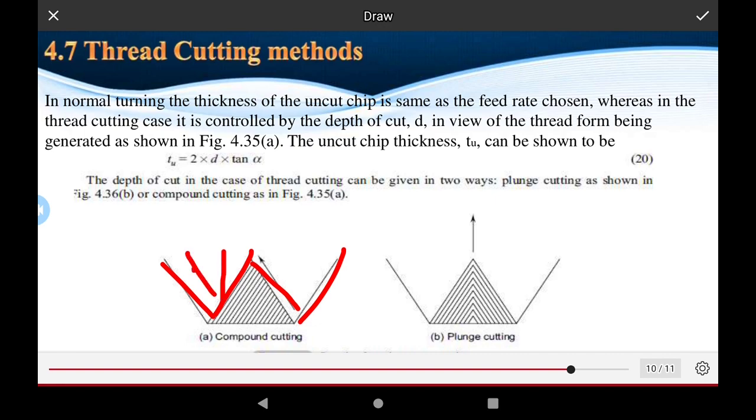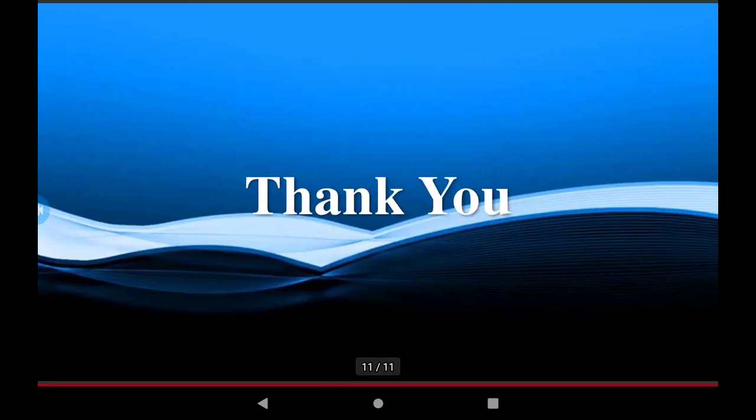This is the gap of the thread angle. This is the value of the cut chip thickness. This is the plug cutting operation that is considered, and both operations are considered in this figure. I described the thread cutting operation in detail, and the uncut chip thickness is 2D into tan alpha. Then find the output for the value given in the question. Thank you so much.